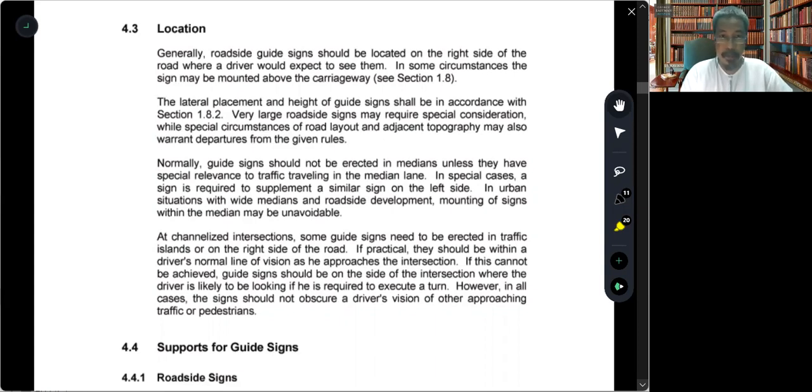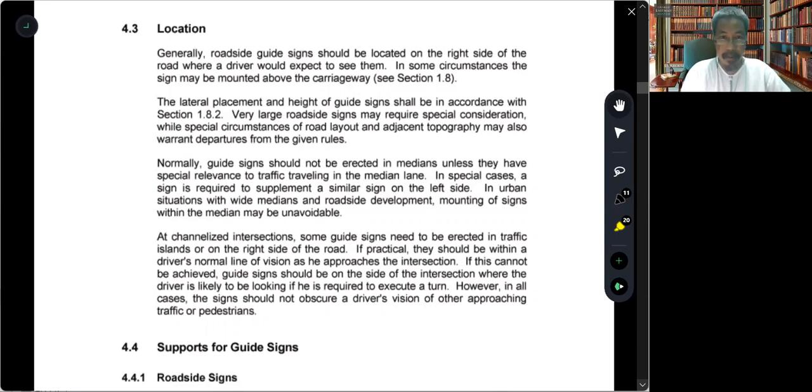The lateral placement and height of those guide signs shall be in accordance with Section 1.8.2. So it is a policy. It is a government policy to provide uniformity and standardization of these signs. And the enforcing government agency is DPWH. And because it is DPWH, our civil engineering students are therefore required to learn about these things.